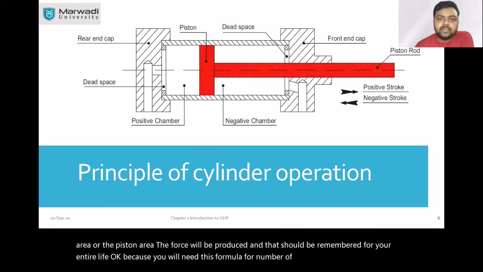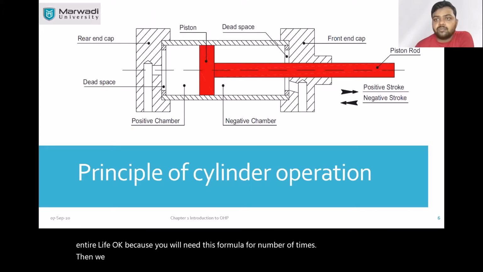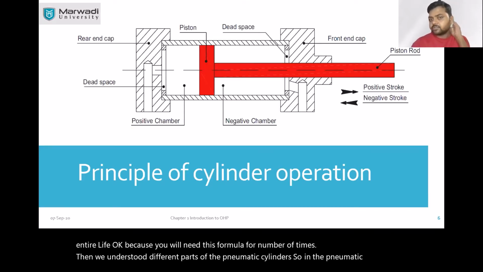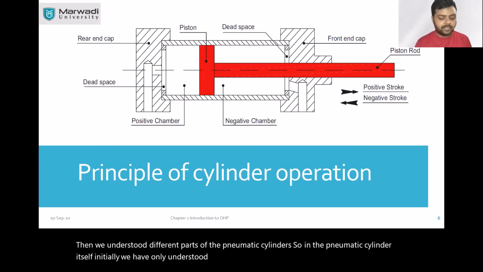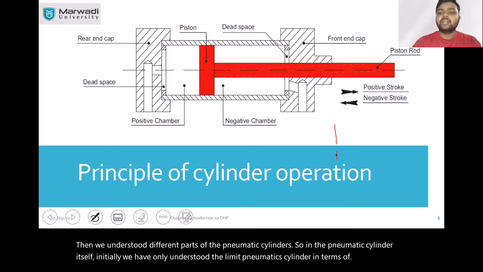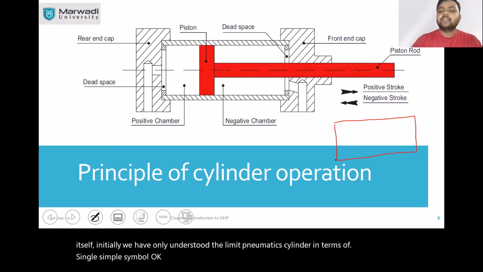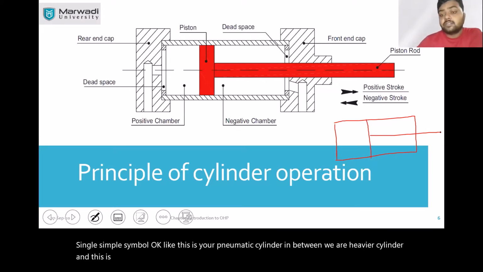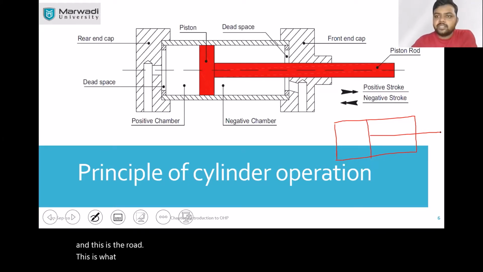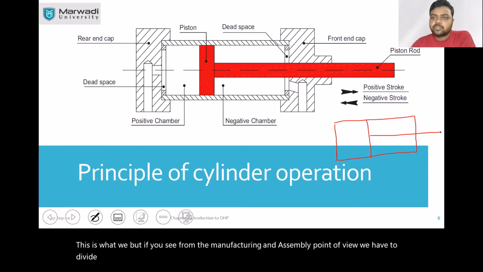Then we understood different parts of the pneumatic cylinders. Initially, we understood the pneumatic cylinder only in terms of a simple symbol. Like this is your pneumatic cylinder, in between we have a cylinder, and this is the rod. This is what we know. But from the manufacturing and assembly point of view, we have to divide this cylinder into a number of sub components.